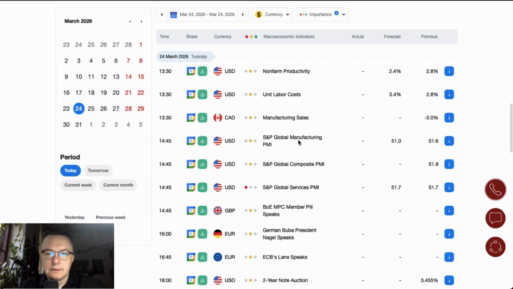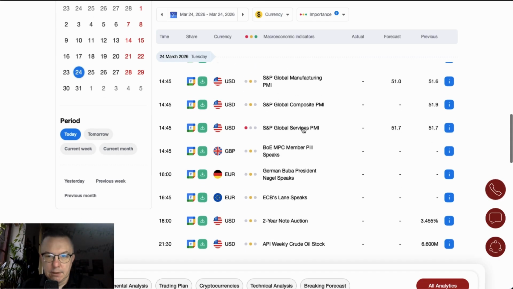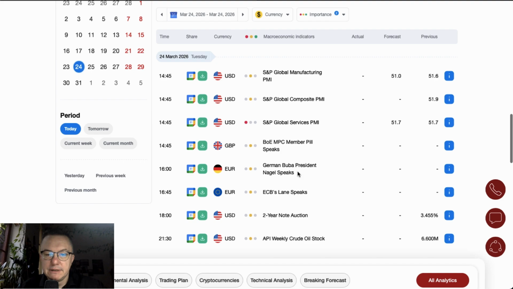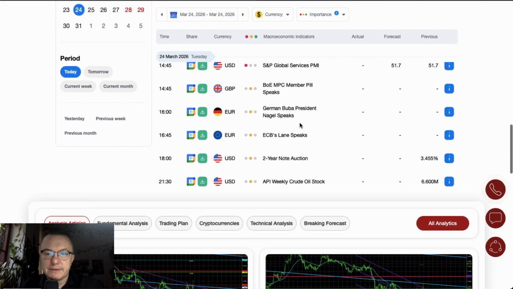During the US session, we got non-farm productivity scheduled for release at 1:30 together with the unit labor cost, and from Canada manufacturing sales. S&P Global Services PMI, composite PMI and manufacturing PMI data from the USA are scheduled for release at 2:45. At the same time, Bank of England MPC member Pill will give a speech, and at 4 o'clock, Bundesbank President Joachim Nagel will give a speech. Lane's speech will be at 4:45, and at 6 o'clock we got two-year note auction.